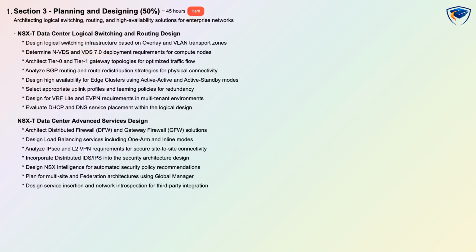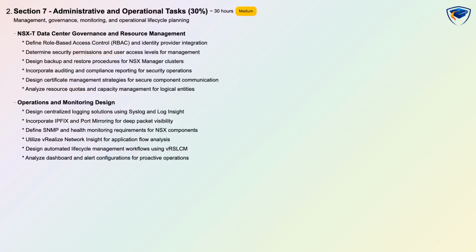Section 7. Administrative and operational tasks covers 30% of the exam, is medium difficulty, and requires about 30 hours of study with conceptual and scenario-based assessments. This domain teaches governance and resource management, including role-based access control, identity provider integration, security permissions, backup and restore procedures for NSX manager clusters, auditing and compliance reporting, certificate management strategies, and resource quotas for logical objects.